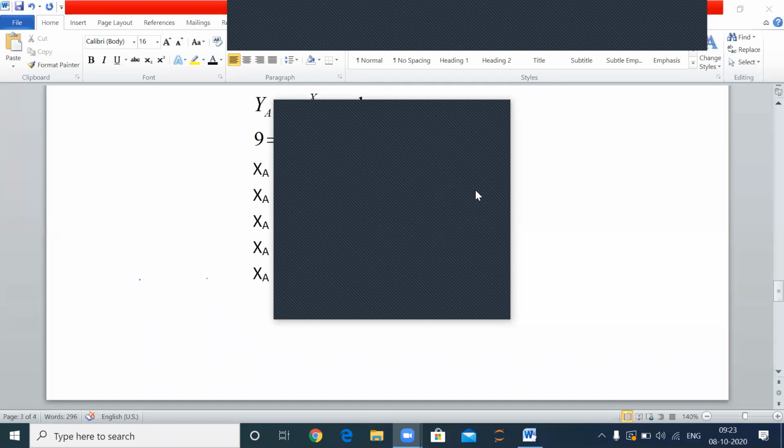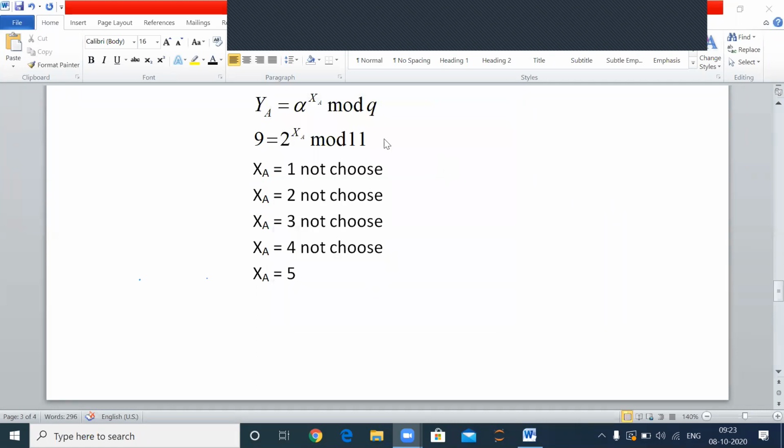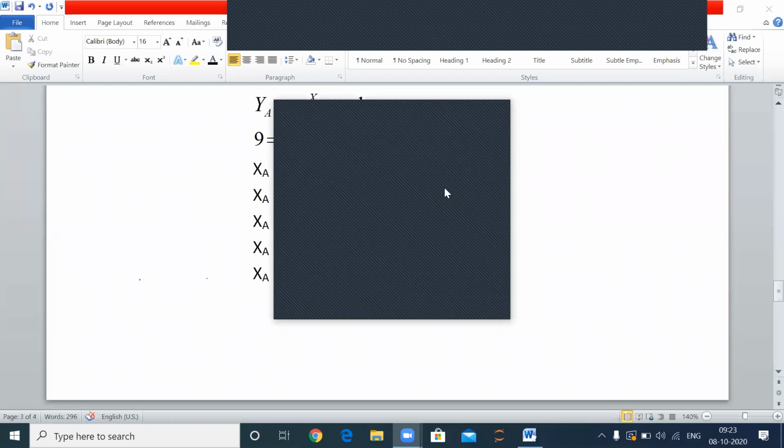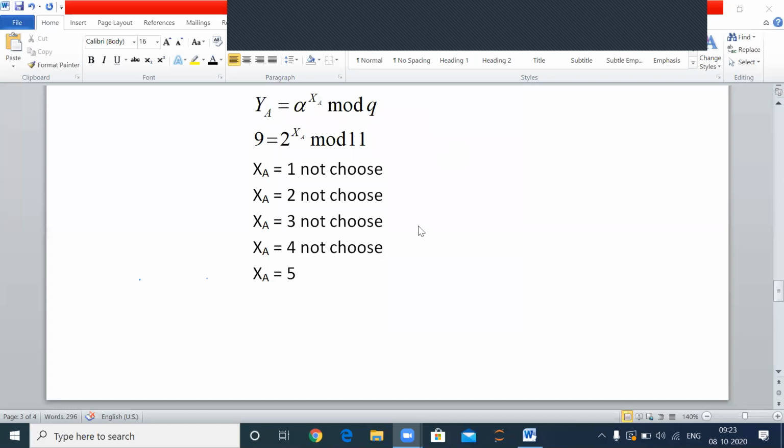What is the remainder value? 2, right? Yes, sir. Okay. 2 is not equal to 9. Is 2 equal to 9? No. So we have not chosen XA is equal to 5.